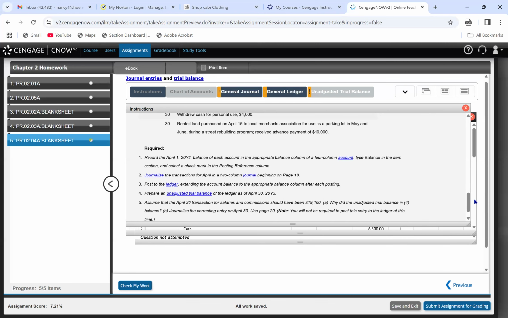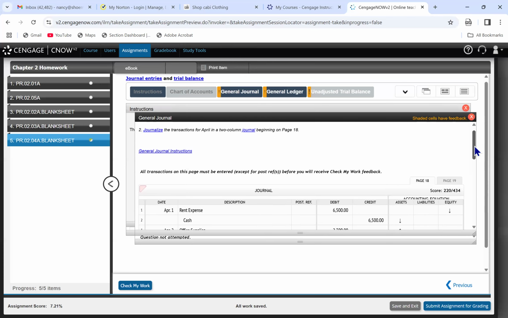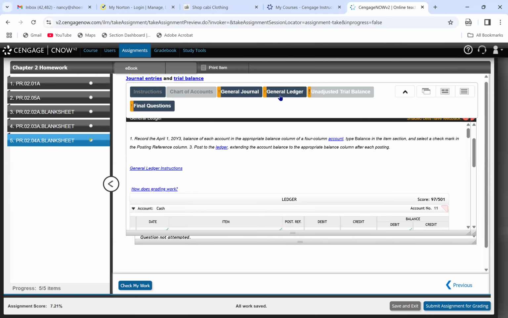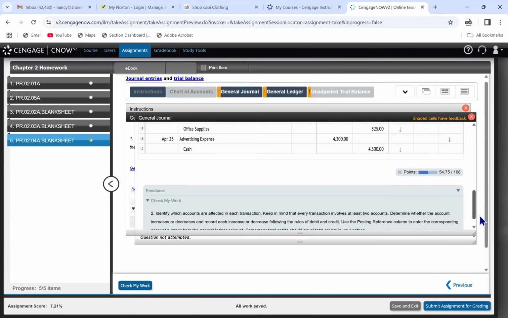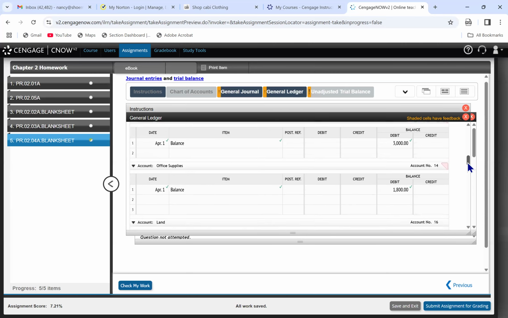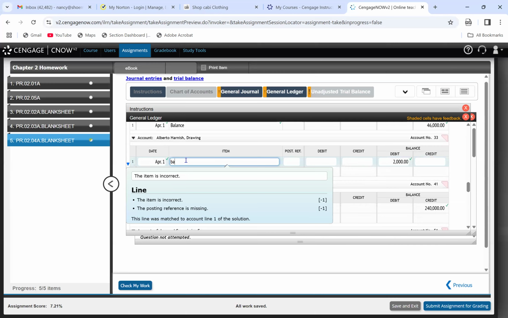Okay, next I need to then post to the ledger, extending the account balance to the appropriate balance column after each posting. So we're going to take these transactions we've just completed and we're going to post them to the general ledger. So on April 1st, we have rent expense of $6,500. So I'm going to go to the general ledger. I'm going to go find rent expense and I'm going to post rent expense. Doesn't like that BAL. I will fix that. Okay.